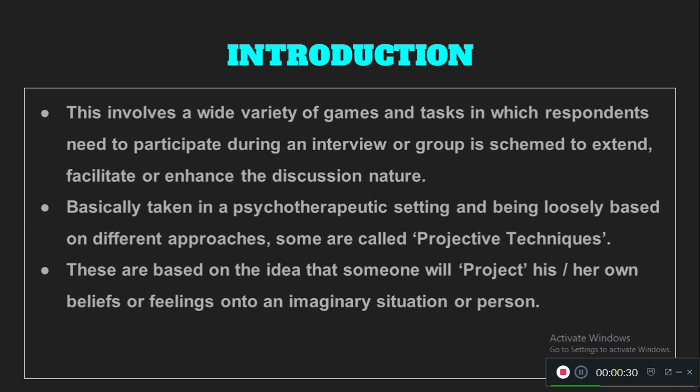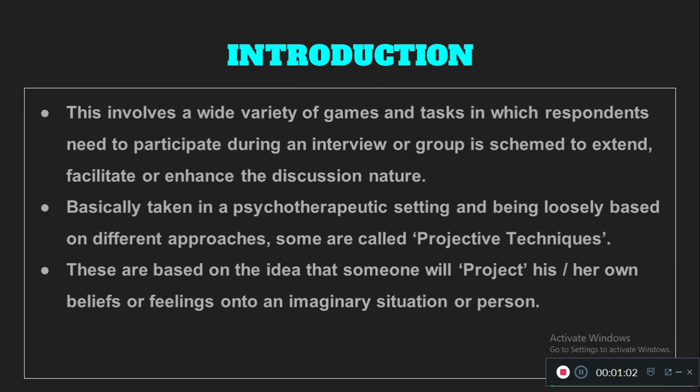Basically, this is a technique which is used in a variety of research, both in quantitative research and in qualitative research. This type of technique is similar to games and tasks, which are given to the respondents to collect things like what ideas they have, what kind of thoughts and feelings they are having. To get this information, we use this type of technique.